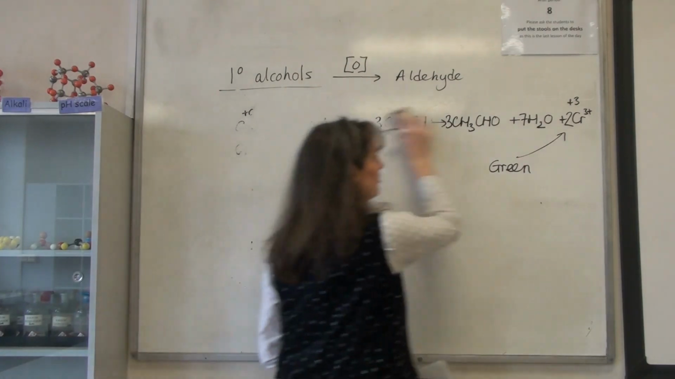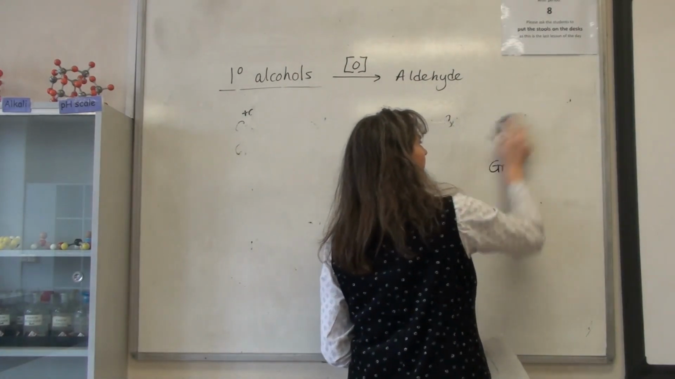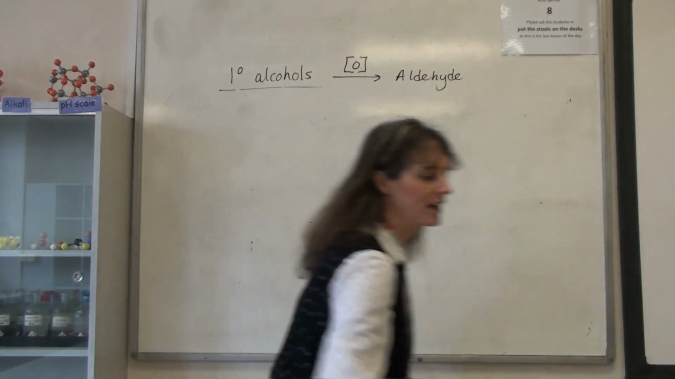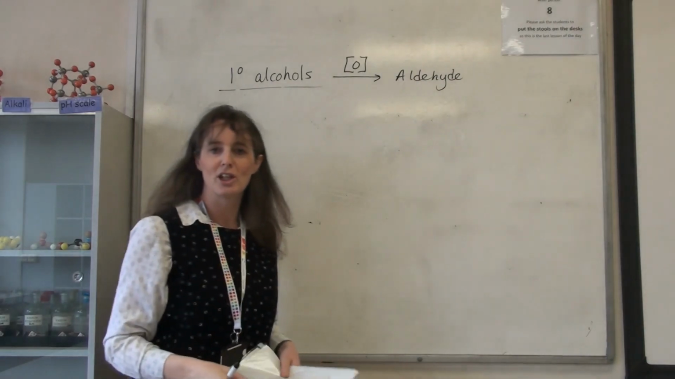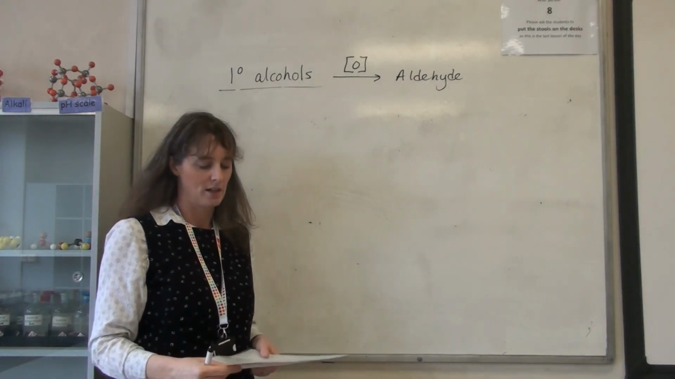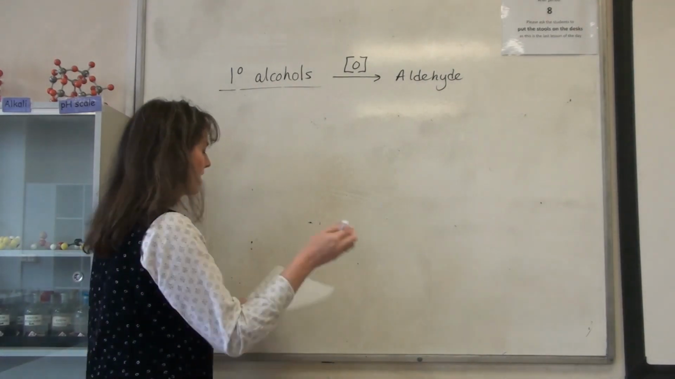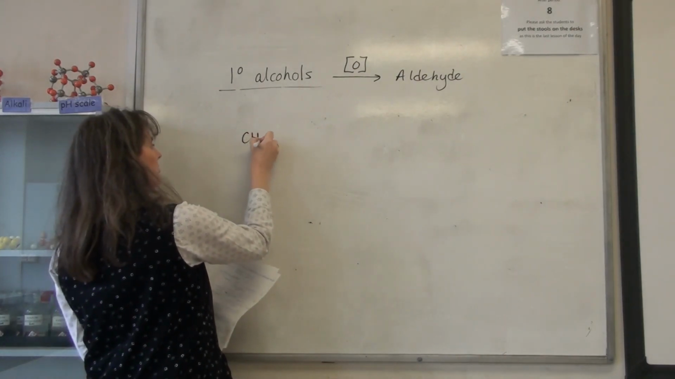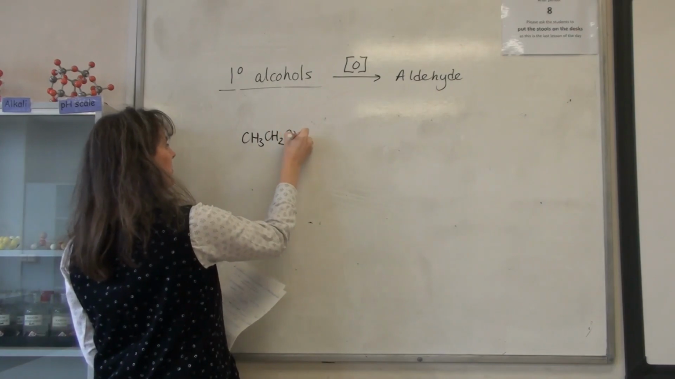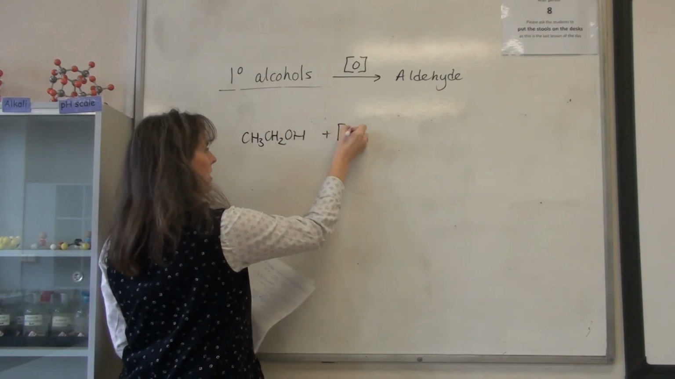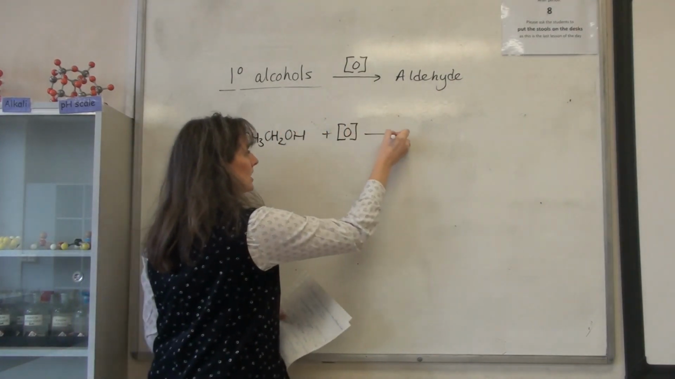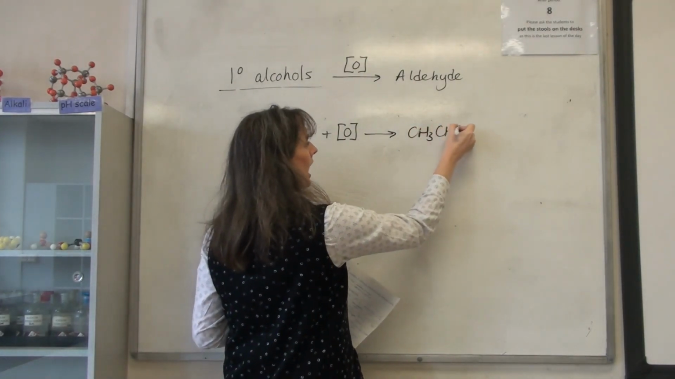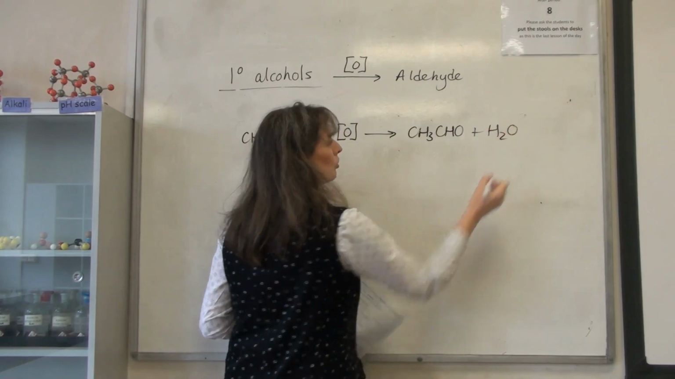So hopefully you've now had a go at working that out for yourselves, and I hope at this point you're not just turning straight to your textbooks to look that up, but actually challenging yourselves to answer it. So earlier on we had our ethanol reacting with our oxidising agent and forming ethanal plus water.